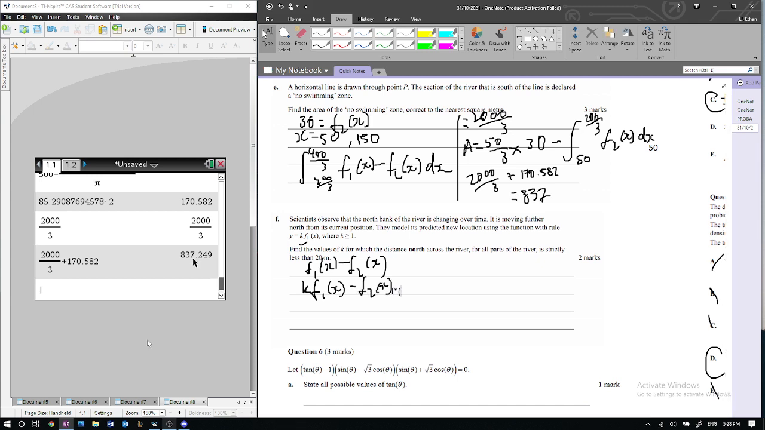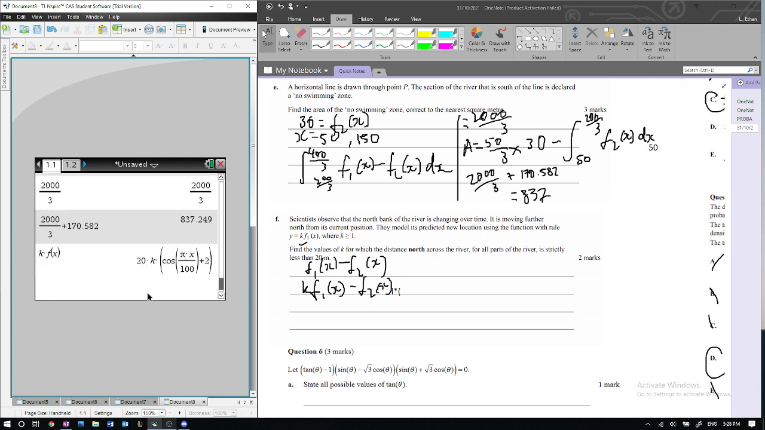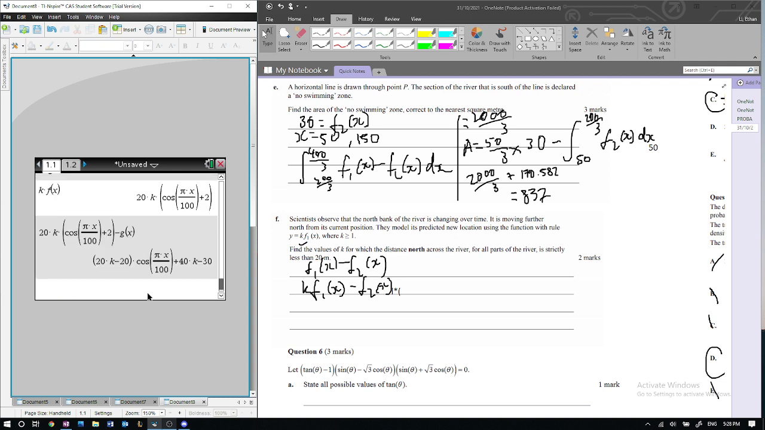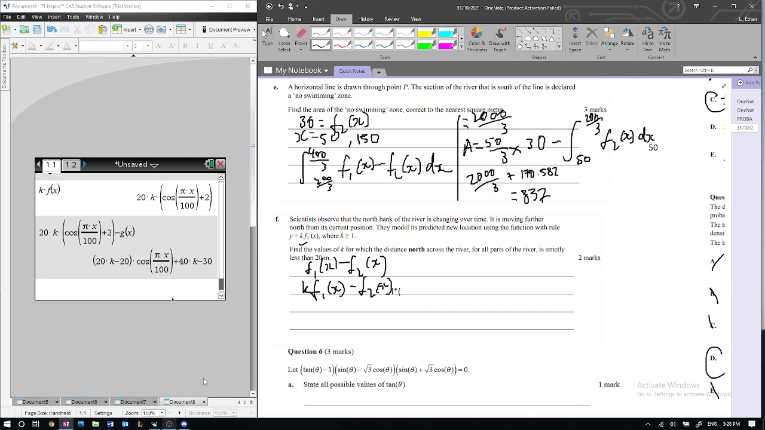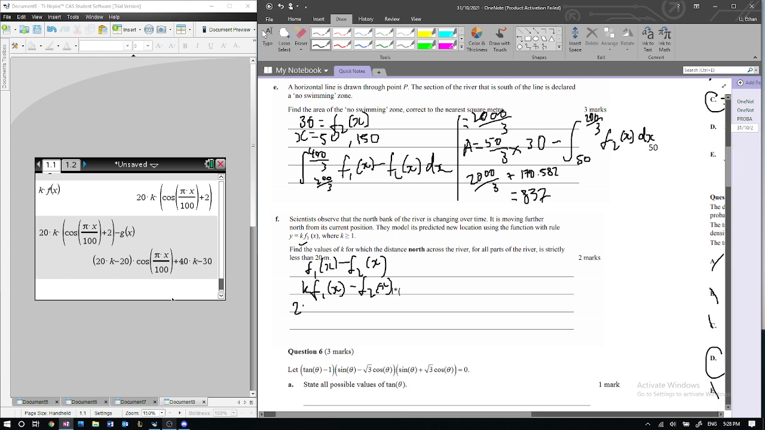And then let me just see what that exactly is. K times f of x minus g of x. Okay, so that's your equation for the distance north. I should write that out: cos, plus 40k minus 30. So now you have that, and then I think it's pretty easy.